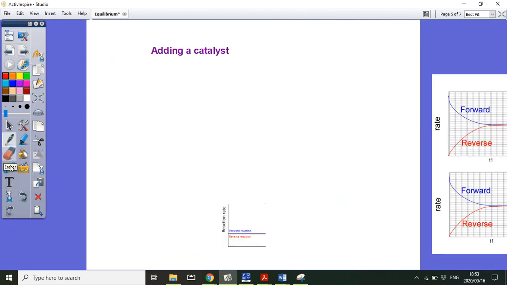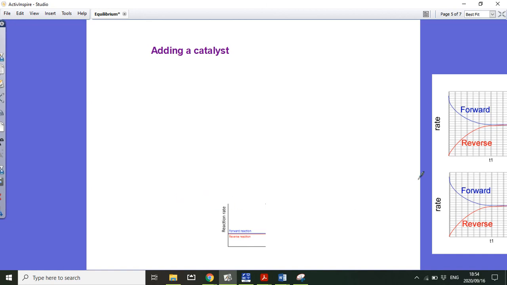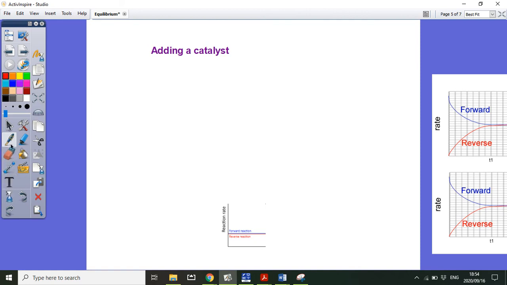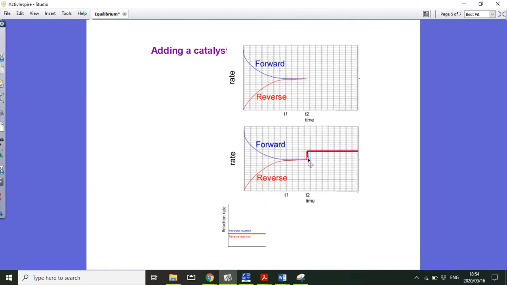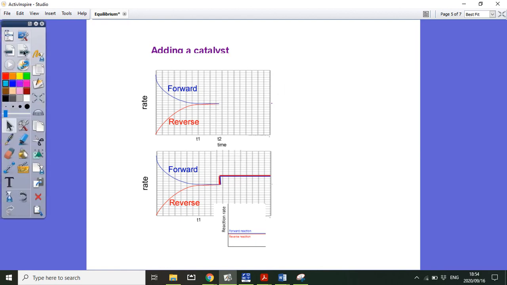Oh, I actually made a space for the catalyst. But you know now already. So the forward and the reverse reaction will both go up. So if you add a catalyst, they will both go up and then they will stay at that higher rate. So this is pretty easy.